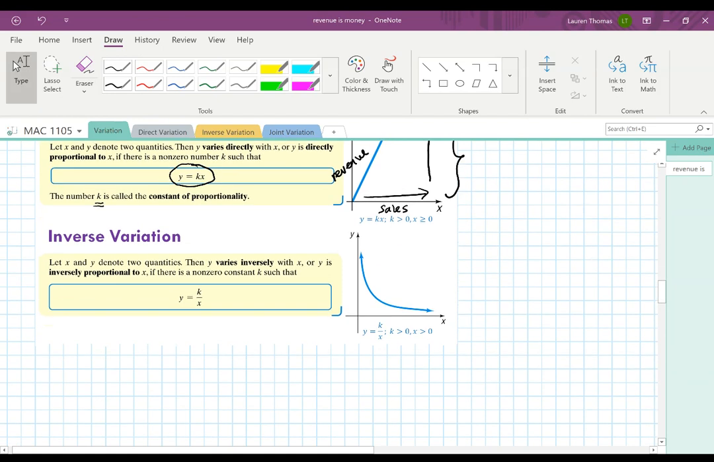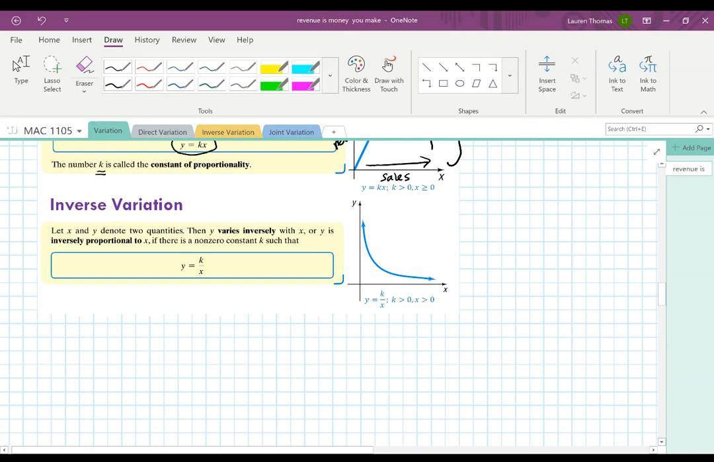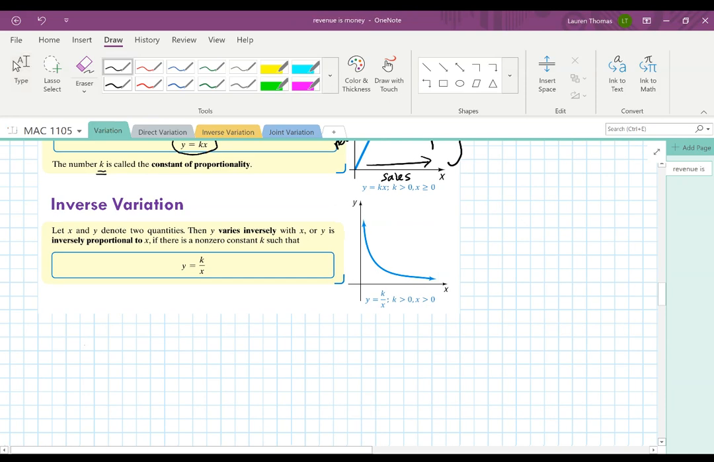Now, inverse variation is going to be a little different. Let x and y denote two quantities. Then y varies inversely with x, or y is inversely proportional to x, if there's a non-zero constant k such that y equals k over x. It means that as you increase one variable, the other variable moves in the other direction, which means it's going to decrease. An example of this would be, let's think about it. The more kids you have, the less spending money you may have.